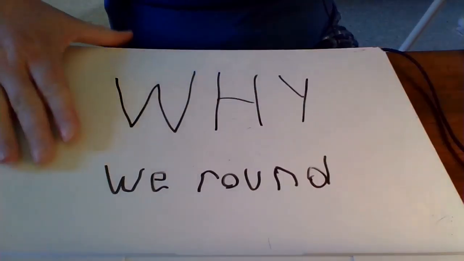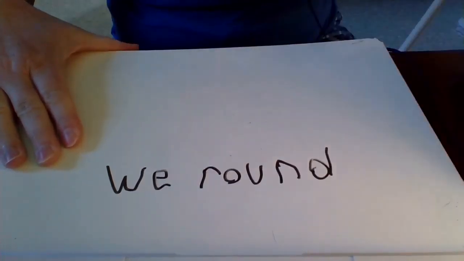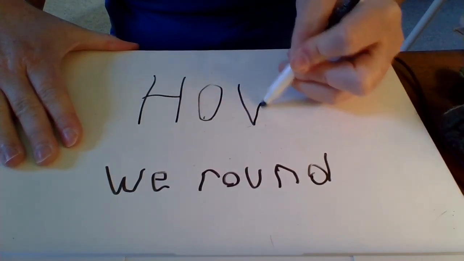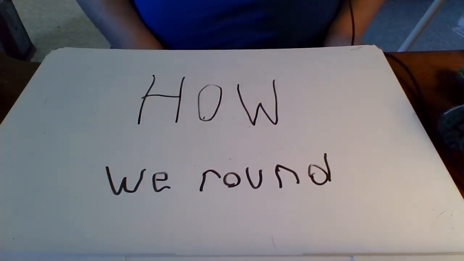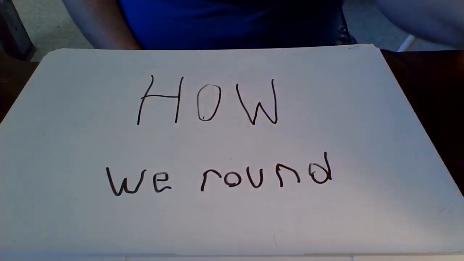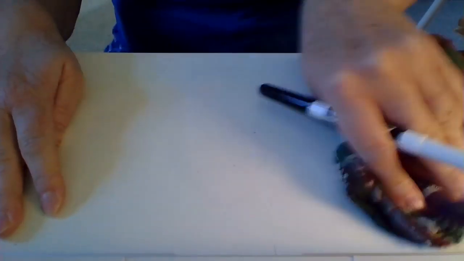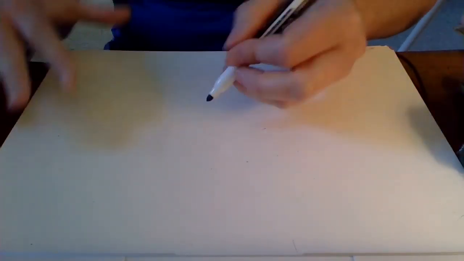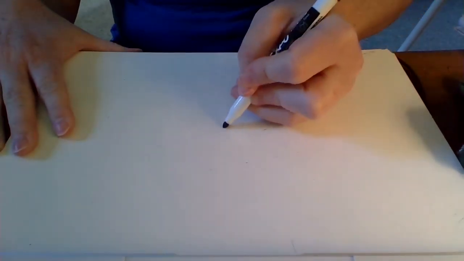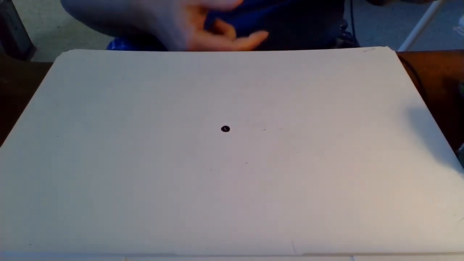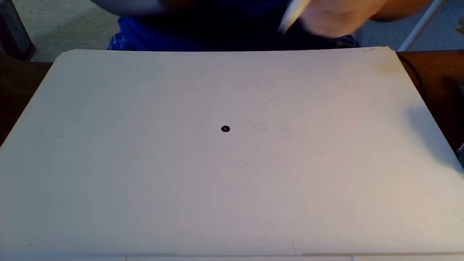Now let's talk about how we round. And this is where things get confusing sometimes. After a while, it becomes more automatic. But the main thing that gets confusing is often what do we call the numbers on either side of the decimal point?